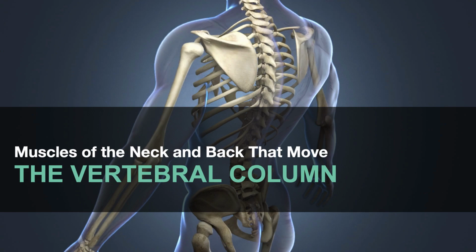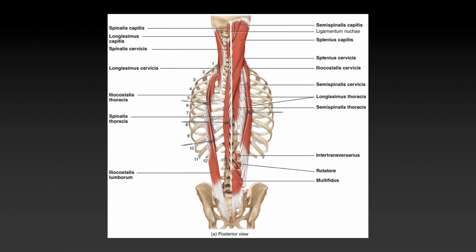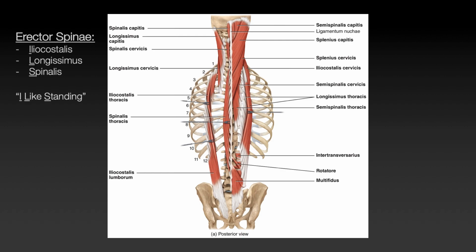These muscles, the muscles of the neck and back that move the vertebral column, are how we stay standing. And collectively, the important ones that we'll focus on are the erector spinae muscles, the muscles that keep the spine erect. The erector spinae muscles. You've heard about the erector spinae probably before, and maybe you thought of it as one muscle, but it's actually three.